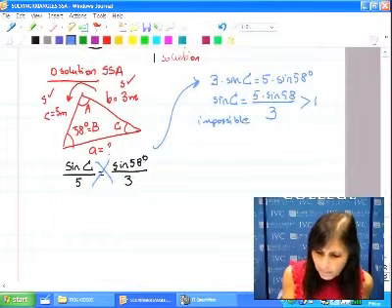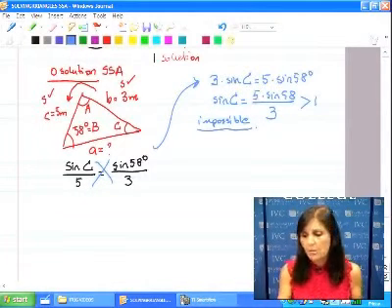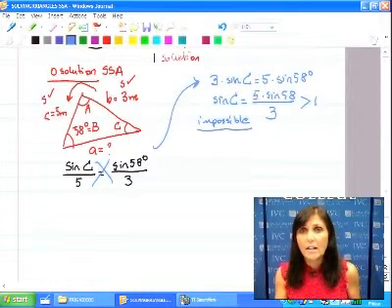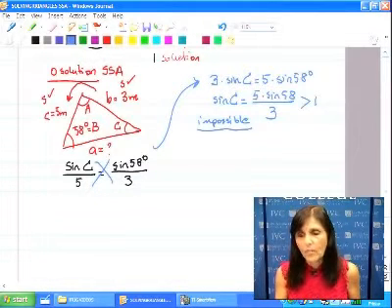So I have an impossible situation. I used the sine law properly, and I got an impossible answer. So that's a zero solution SSA. So understand how that works out, okay?